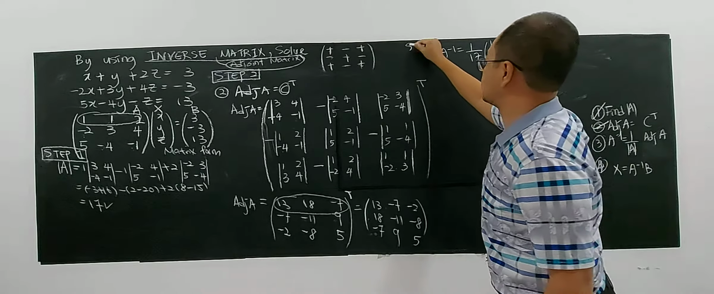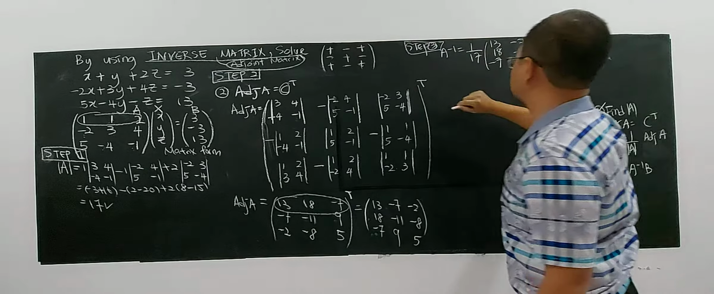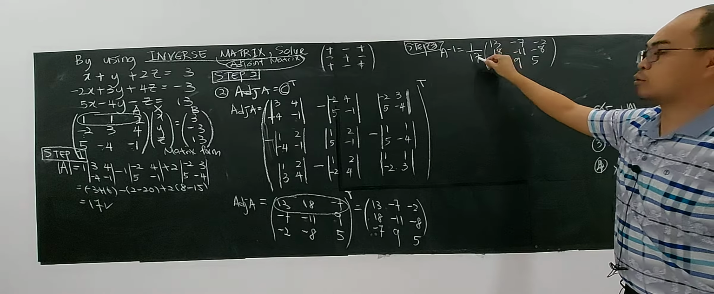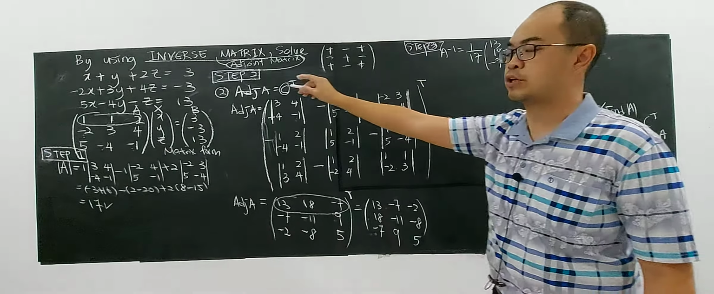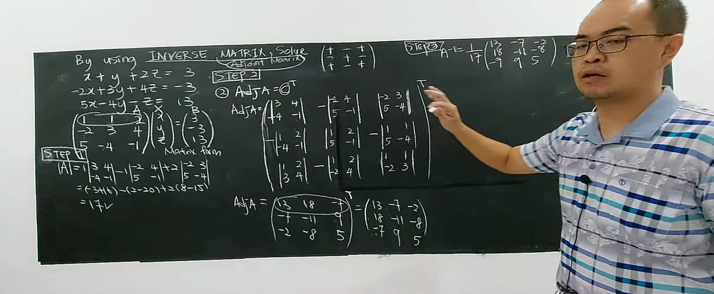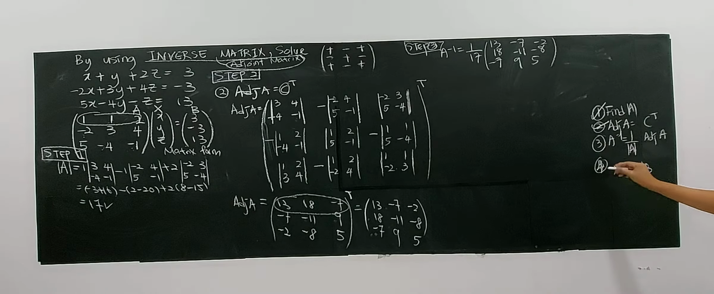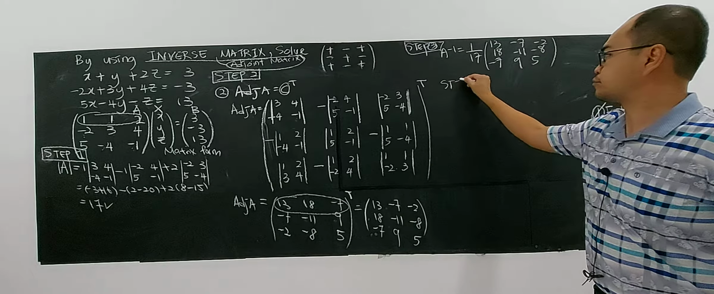So now we go for step 3. We're using the adjoint matrix. Okay, I'm not going to multiply the 1 over 17 inside for this case, because I'm solving an equation and I want to avoid many fractions here. So what I do, I straight away jump to step 4.